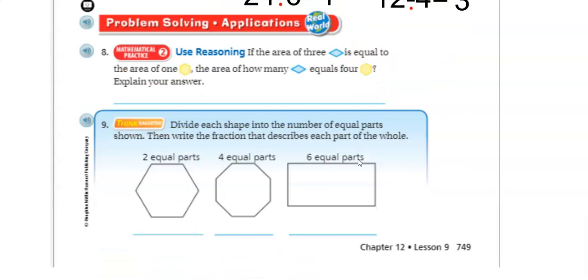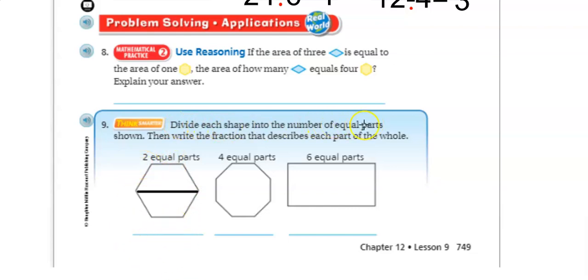Okay, your problem solving. Going down below, it says if the area of 3 diamonds is equal to the area of 1, it looks like 1, 2, 3, 4, 5, a hexagon. The area of how many diamonds equals 4 hexagons? So you want to go here, 2 equal parts. We know how to divide a hexagon in half. 2 equal parts means halves. So that would be 1/2.